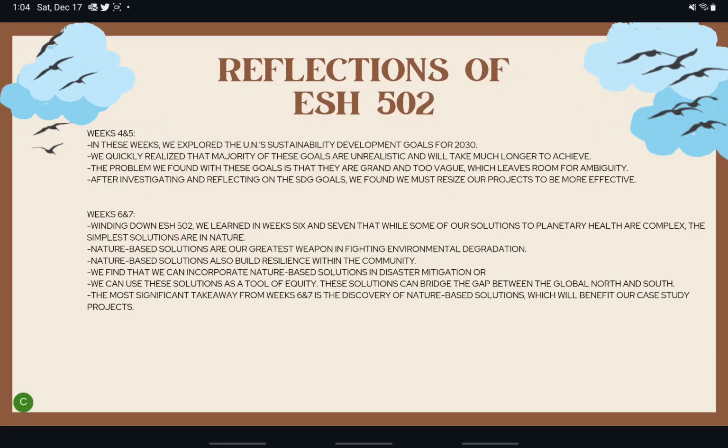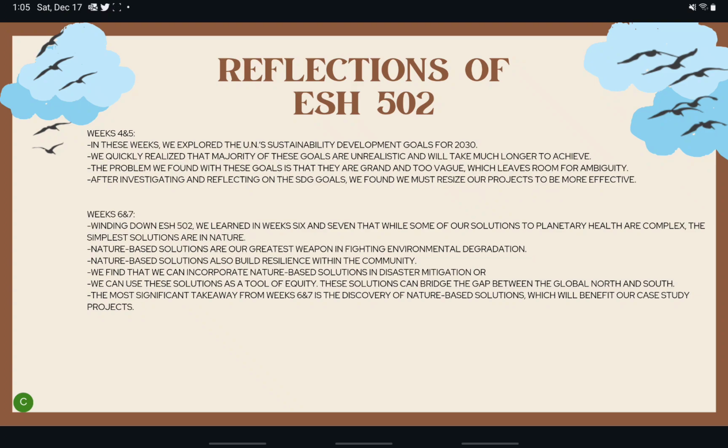Weeks 4 and 5. In these weeks, we explore the UN Sustainability Development Goals for 2030. We quickly realized that the majority of these goals are unrealistic and will take much longer to achieve. The problem we found with these goals is that they are too grand and too vague, which leaves room for ambiguity. After investigating and reflecting on the SDG goals, we found that we must resize our projects to be more effective.